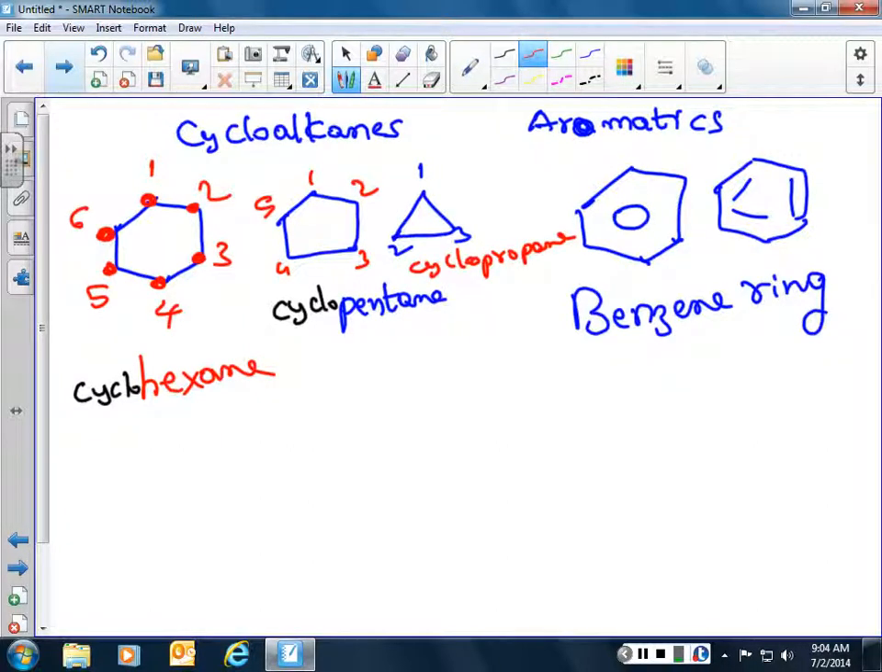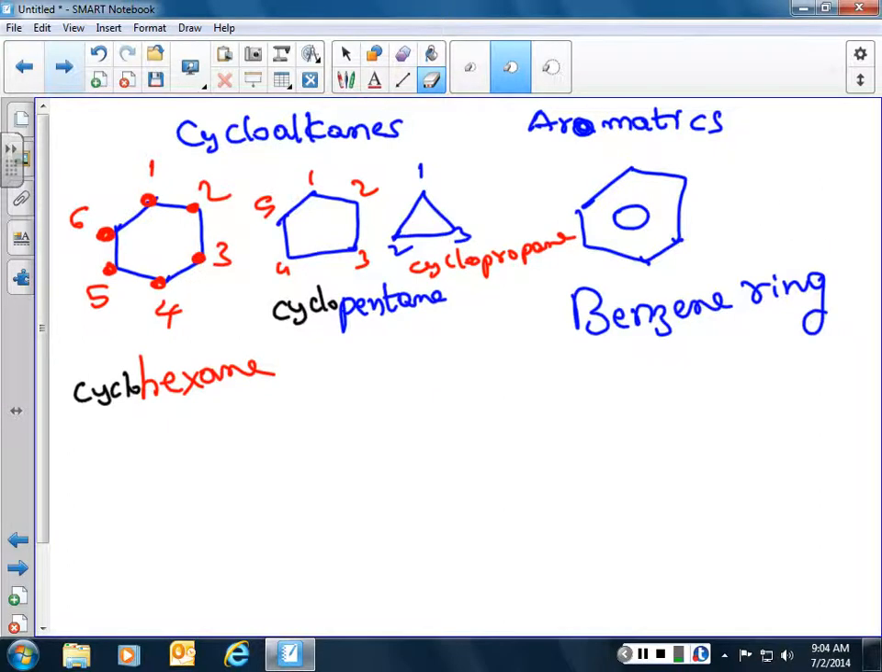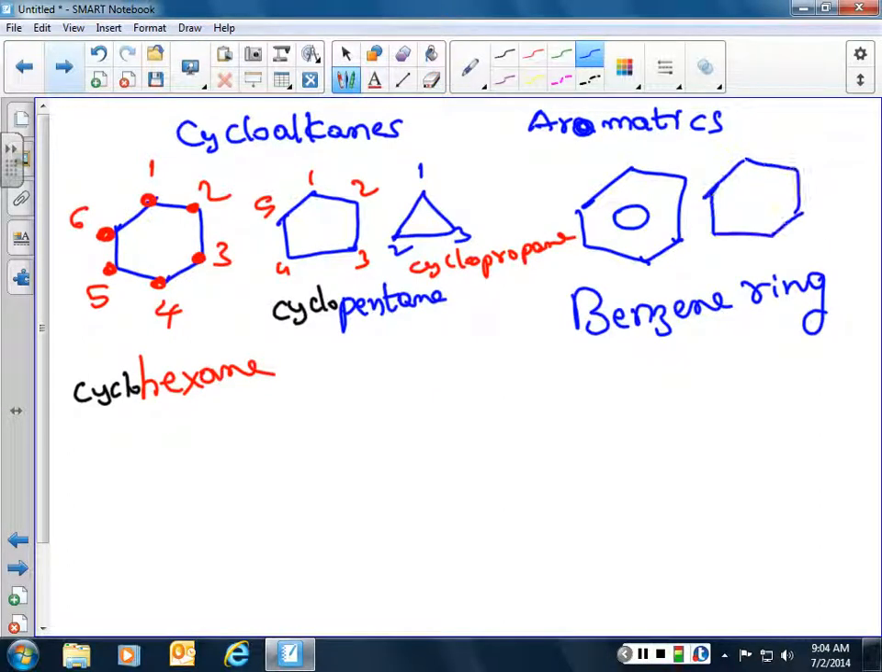And if you see this one, which is different, although it's a ring, it's cyclic, it has 3 alternate double bonds. One double bond here, single bond, double bond, single bond, double bond. If you have this, then it is a benzene ring and it's called aromatic. So aromatics are different than cycloalkanes.